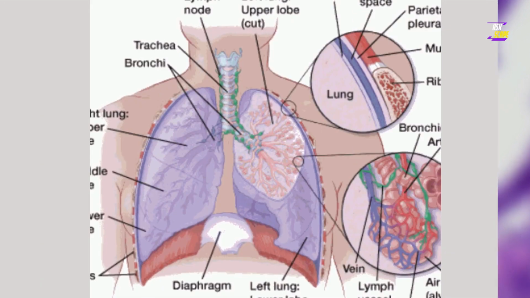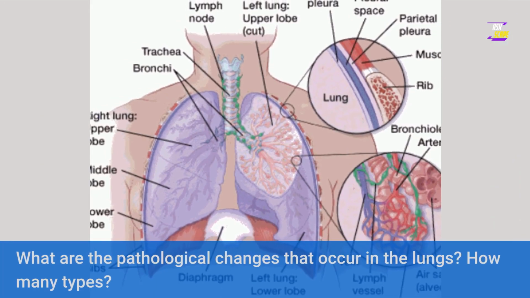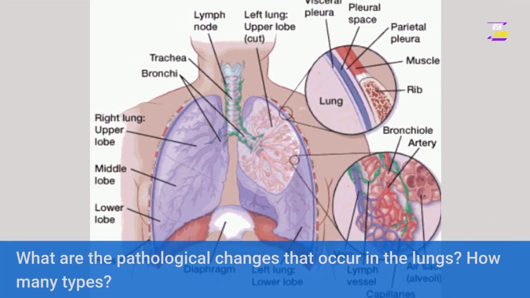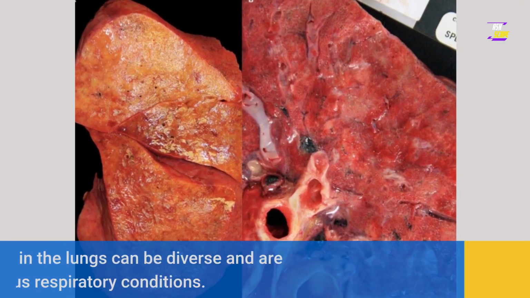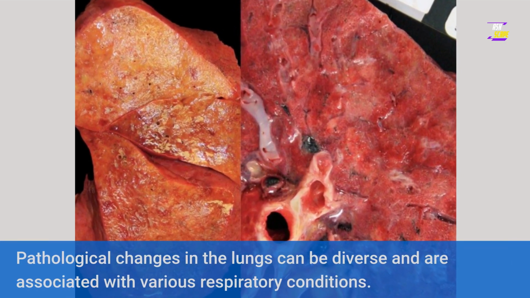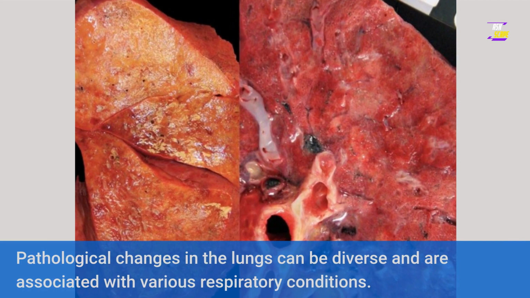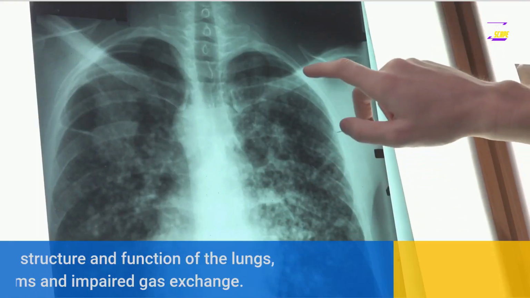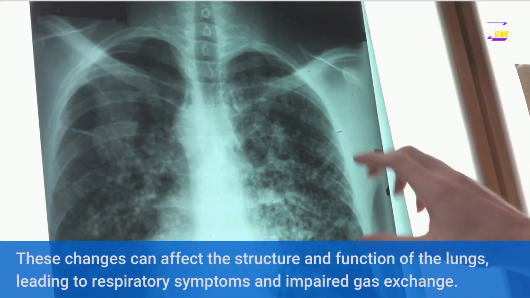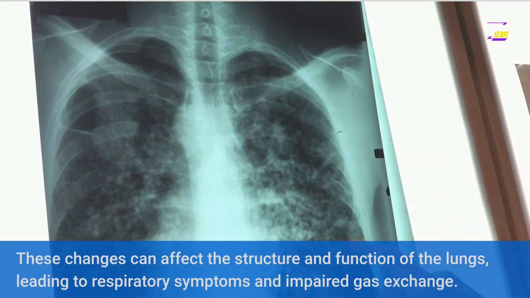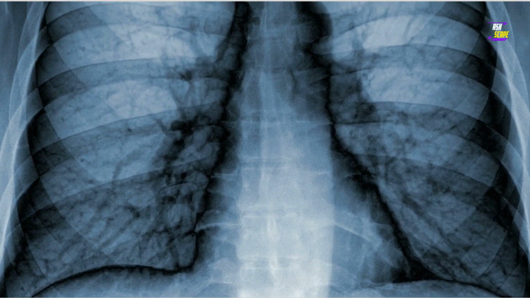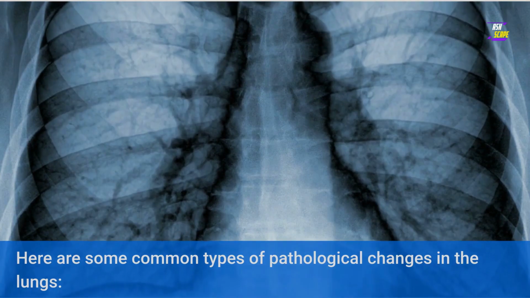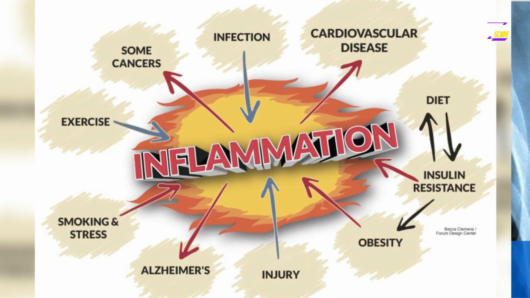Pathological changes. What are the pathological changes that occur in the lungs? How many types? Pathological changes in the lungs can be diverse and are associated with various respiratory conditions. These changes can affect the structure and function of the lungs, leading to respiratory symptoms and impaired gas exchange. Here are some common types of pathological changes in the lungs.